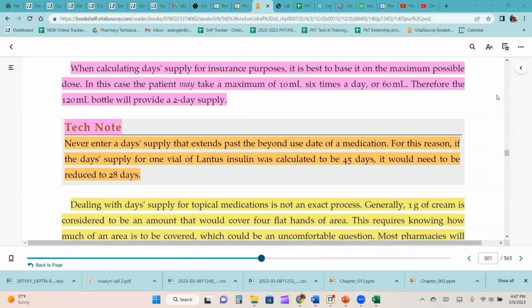Another note, never enter a day supply that extends beyond the beyond use date of the medication. For this reason, if the day supply for 1 vial of Lantus insulin was calculated to be 45 days, it would need to be reduced to 28 days.